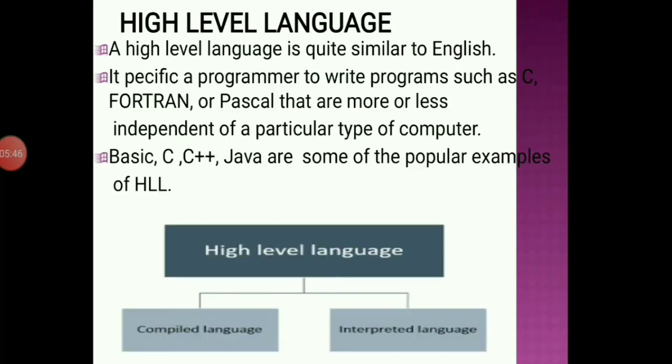Move to our next language, that is the high level language. The languages of the above generations were machine specific languages. The next step in the development of computer language was the high level language, a language that is quite similar to the English language and user friendly. It enables a programmer to write a program in languages such as C, FORTRAN or Pascal that are more or less independent of the particular type of computer. Basic, C, C++, Java are some popular examples of high level languages.